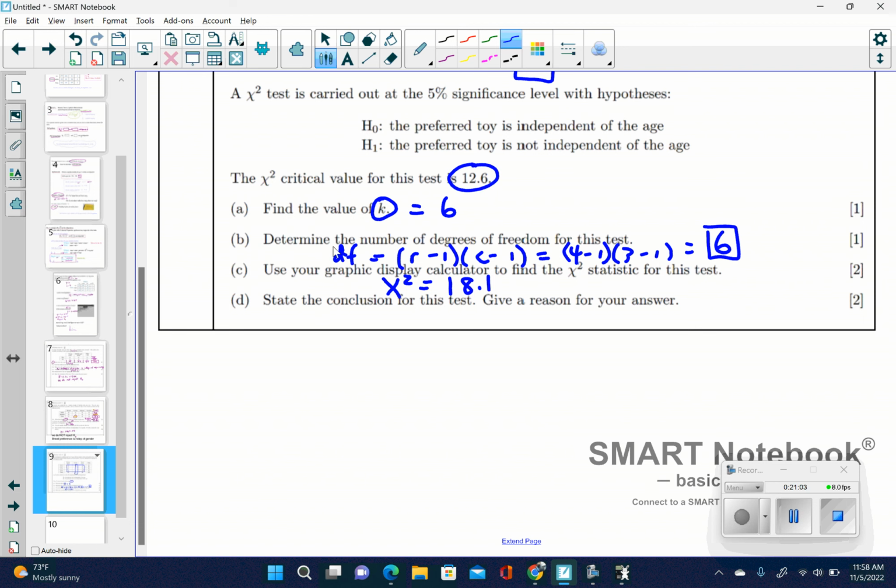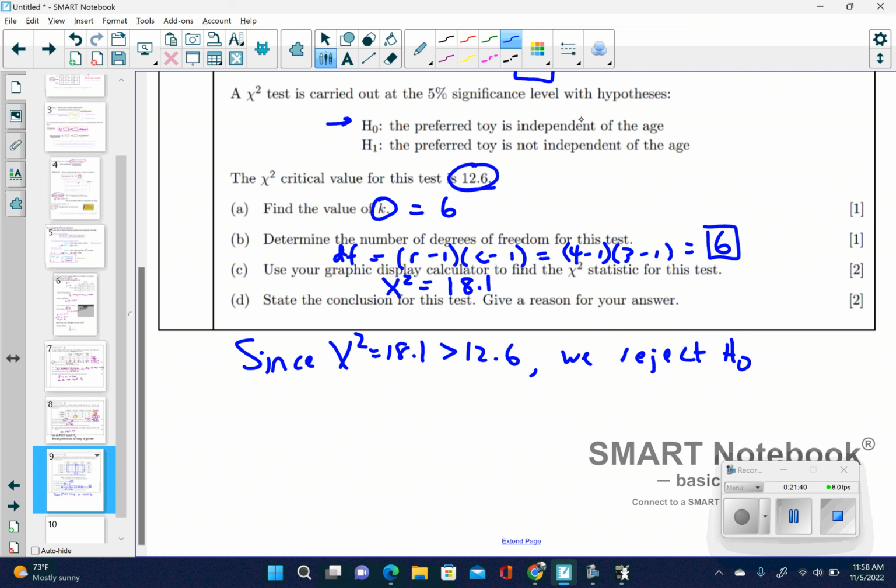So since our chi-squared, which is 18.1, is greater than the critical value, which is 12.6, what we can do is reject our null hypothesis. So we reject our null hypothesis, and they gave us what the null hypothesis is. So the preferred toy is independent of the age.